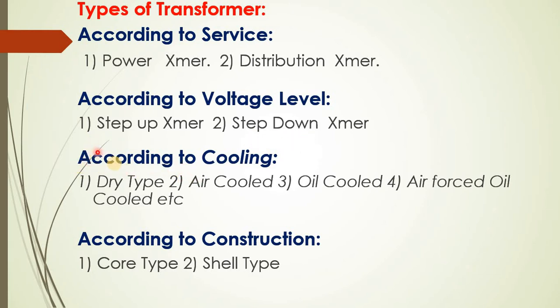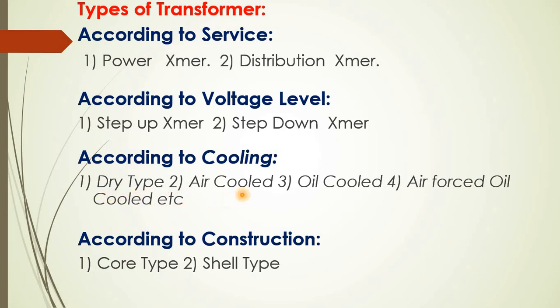Next classification is according to cooling. What is the type of cooling used in the transformer will decide that type. First is the dry type. Its rating will be in several kVA. An MVA transformer cannot use this dry type, because heat dissipation has to be faster, which is not possible with a dry type transformer. It needs special arrangements for this.